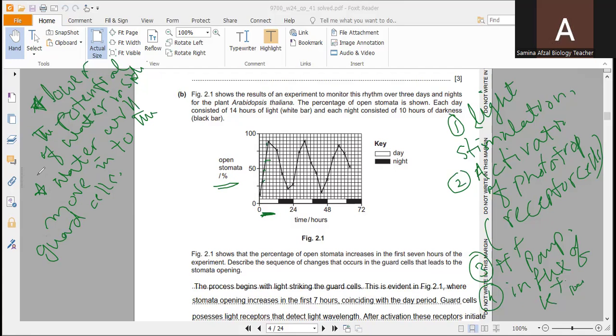And due to the increase in water inside the guard cells, you can see it will increase the turgor pressure within the guard cells. So, you know, the guard cells are in this way. They will shape in this way.